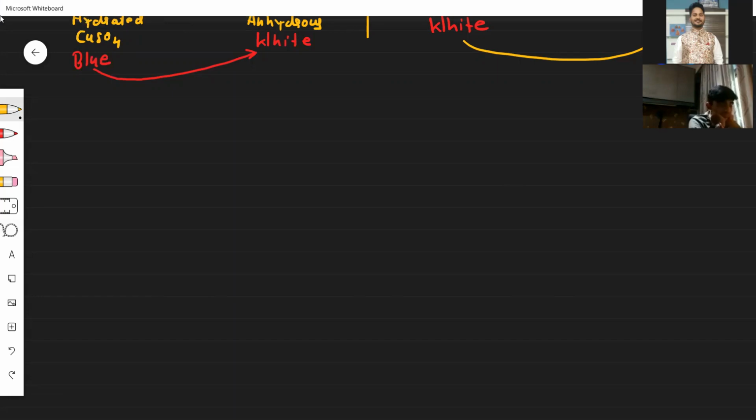Have you seen the color of iodine? What is the color of iodine? Reddish brown. No, iodine is violet. Bromine is reddish brown.